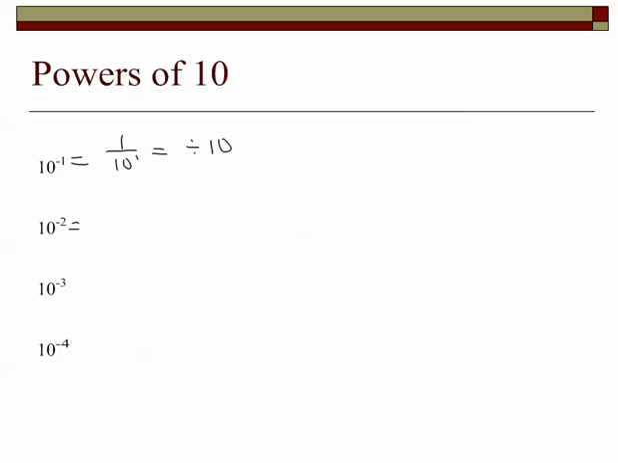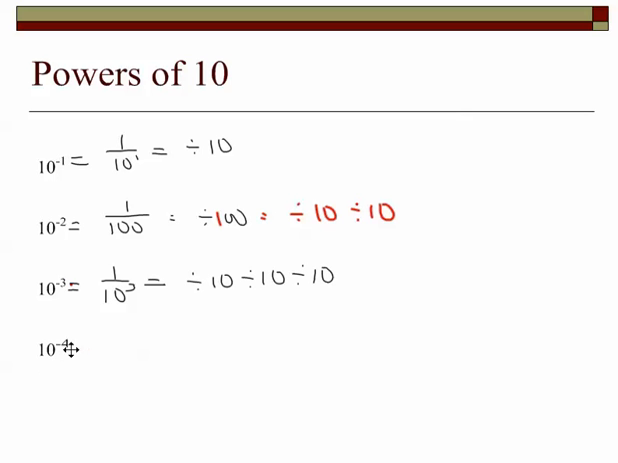So 10 to the negative 2nd, or that would be 1 over 10 to the 2nd, or 100, that's the same as dividing by 100, or dividing by 10, and then dividing by 10 again. So 10 to the negative 3 would tell us that, yes, we're taking the reciprocal, so it would be 1 over 10 to the 3rd, but that means the same thing as dividing by 10 3 times. So if we follow that pattern, we know then that 10 to the negative 4 is the same as 1 over 10 to the 4th.